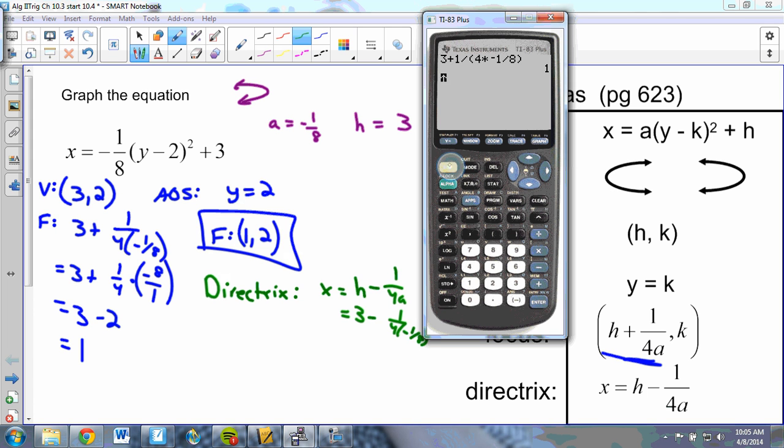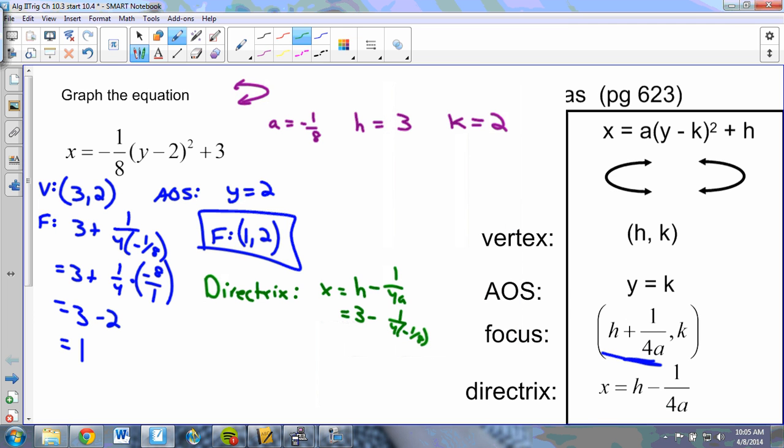I'm going to go up here, and I can just change this plus to a minus. That's one of the best things about these. I just take this plus and make it a minus. 3 minus 4 times 1 over negative 1 over 8, it's 5. So that is the line x equals 5.